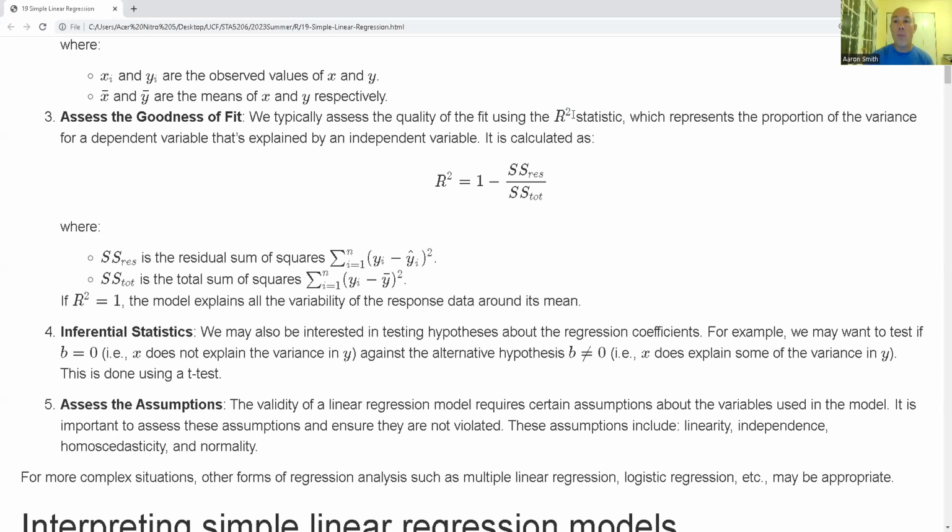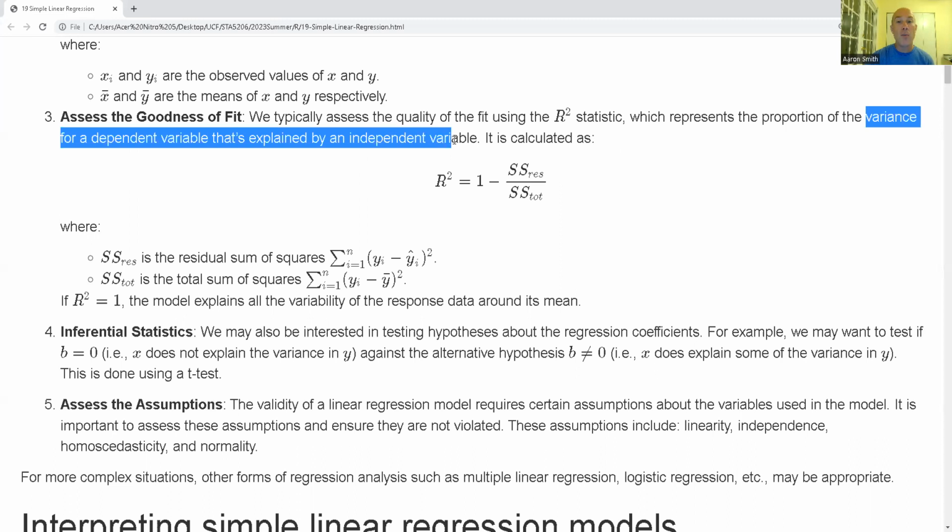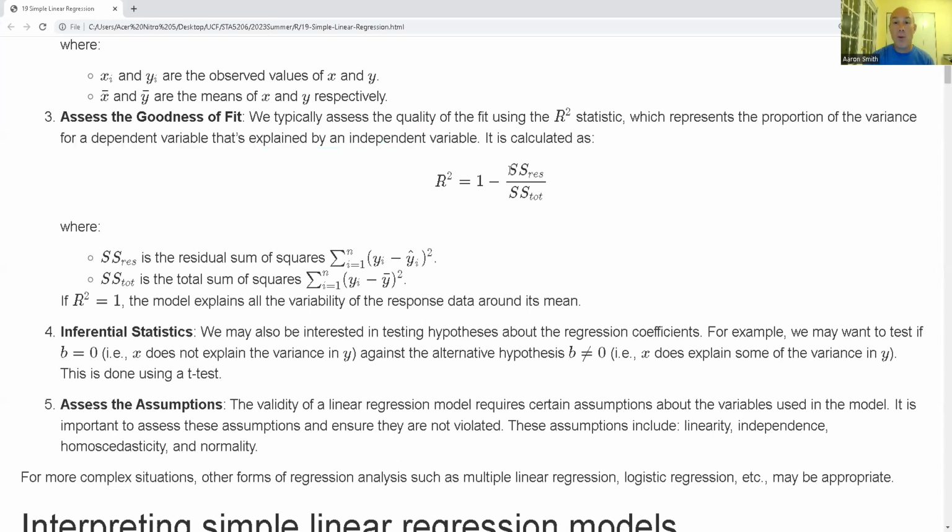And so R squared represents the proportion of variance accounted for in the model. So the proportion of the variance for the dependent variable that is explained by the independent variable. And we compute this as the sum of squares residuals, so that's the sum of squares error, divided by sum of squares total, and then it's 1 minus the fraction. And here's the formula for sum of squares residual, and here is the formula for sum of squares total. And R squared equals 1 means that the model explains all the variability of the response data around the mean.